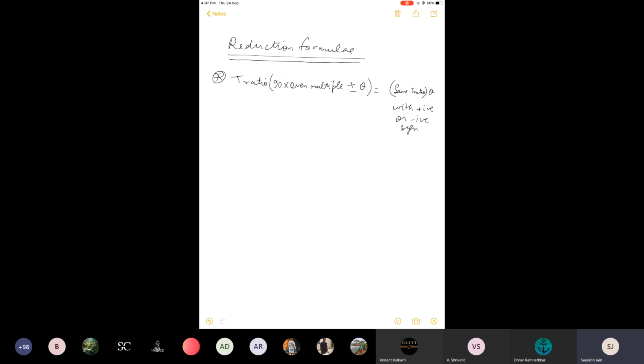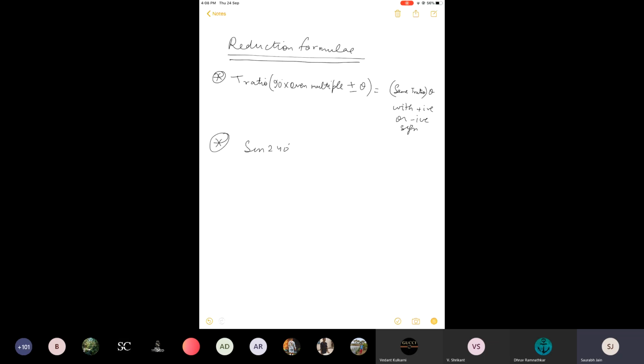Let us try to use this result first, and we will see how plus or minus sign will come. Any one sign will come, either positive or negative. So let's see how we find that sign. Suppose I need to find sine 240 degree.